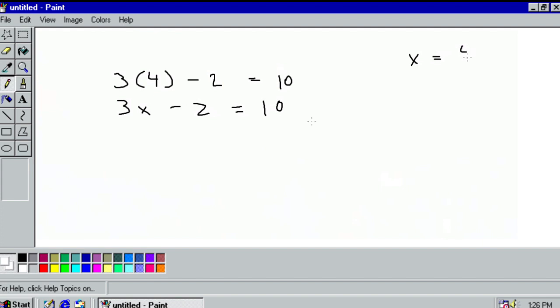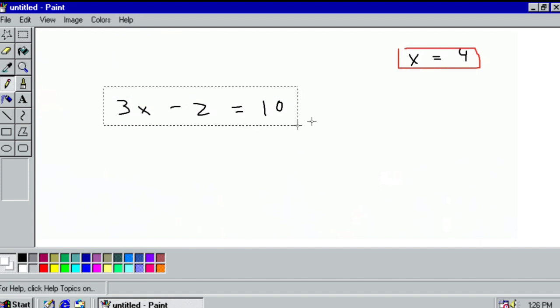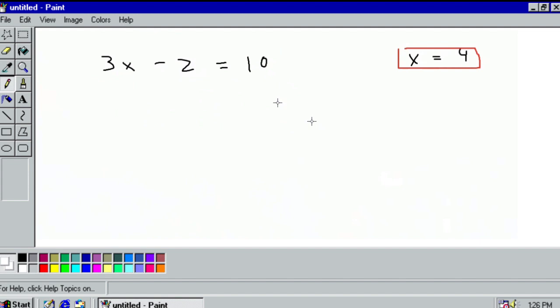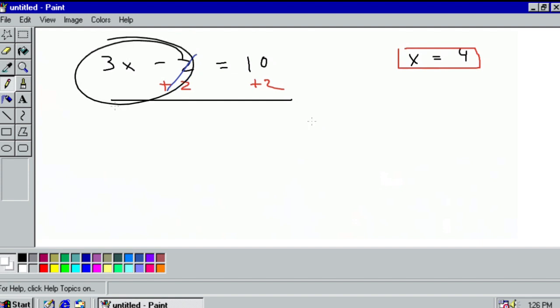Okay, so let's solve to see if x is really equal to 4. First, we need to add before multiplying. So we need to add +2 to both sides. That will give us, this will cancel, and on the left side we have 3x left. And here 10 plus 2 is 12.